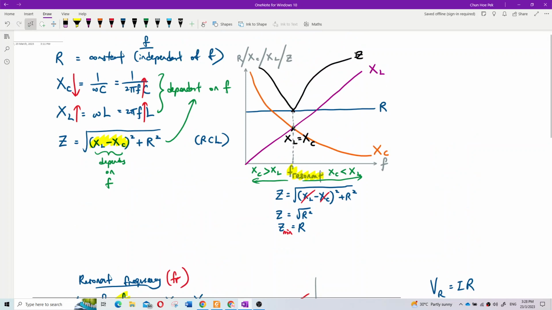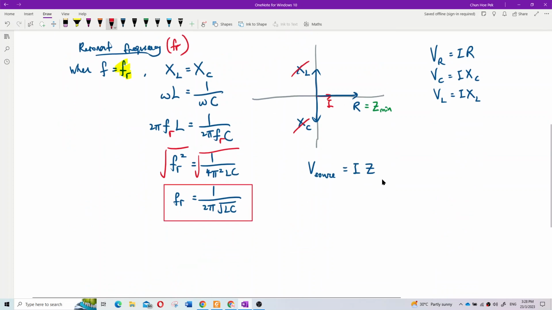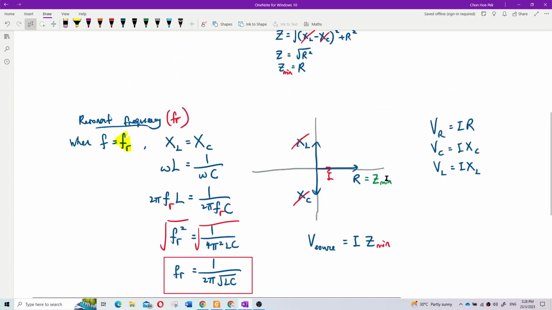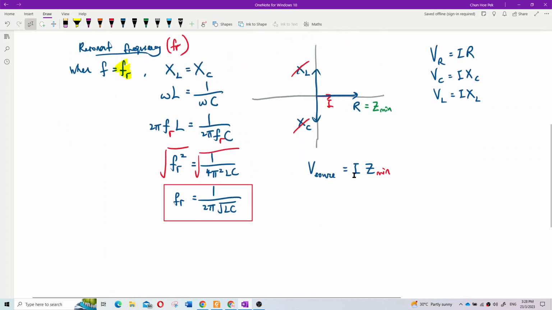So now, at resonant frequency, when frequency equals resonant frequency, XL equals XC, Z is at the minimum. See that? Why minimum? Because it only has R. XL and XC have no balance, they totally cancel each other. No more XL and XC, just R. You see the graph? The Z is at the minimum. Z equals R at this point.